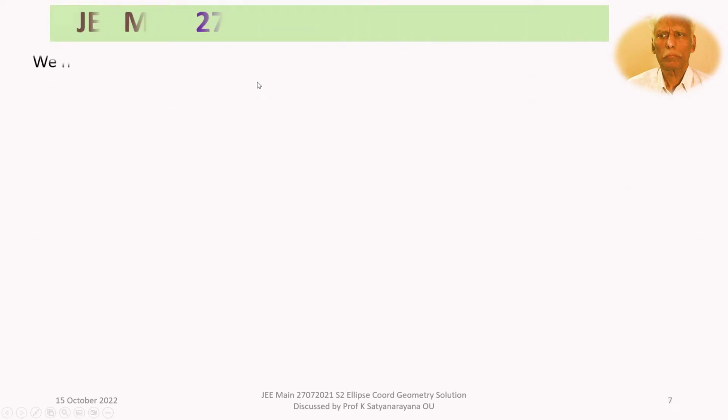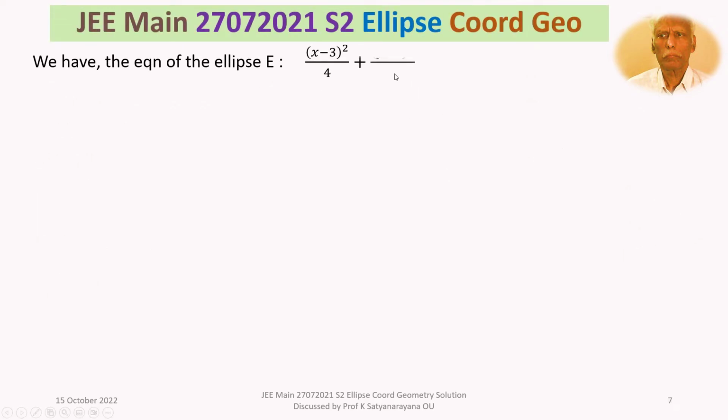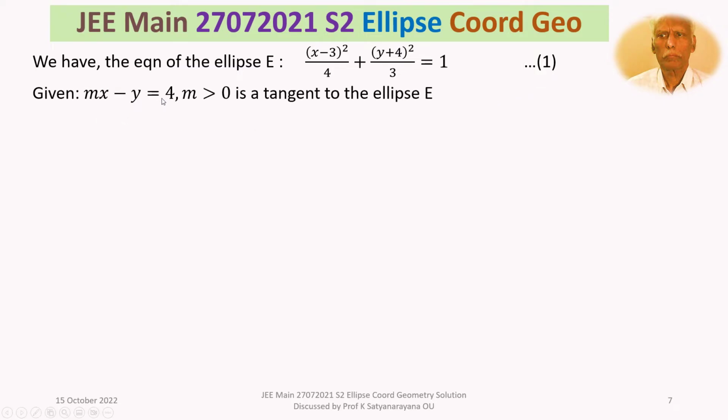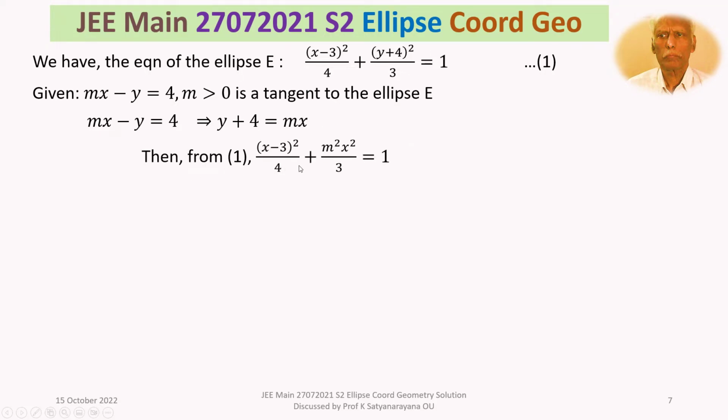And we have the equation of the ellipse, which we have called equation 1. It is given mx - y = 4, where m is greater than 0, is a tangent to the ellipse. So mx - y = 4 will imply y + 4 = mx, because it is appearing in equation 1. So at y + 4 we will substitute mx.